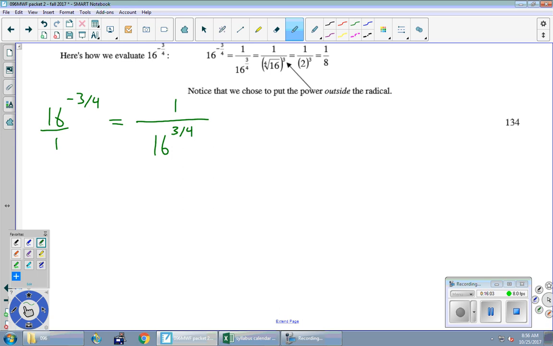And now that we've dealt with the fact that it's negative, we can handle that 3/4 power using our new technique. We'll rewrite it as a radical. So let's do that step now. So equals 1 over radical. 16 goes there. Where does the 3 go? 3 is the power, right? And then the 4 is the index. Okay, this is totally correct.